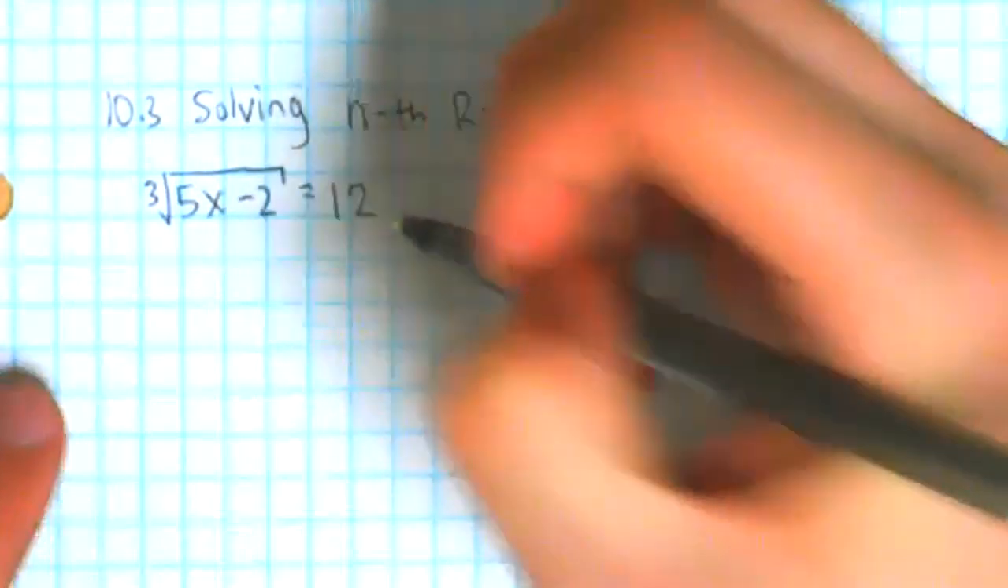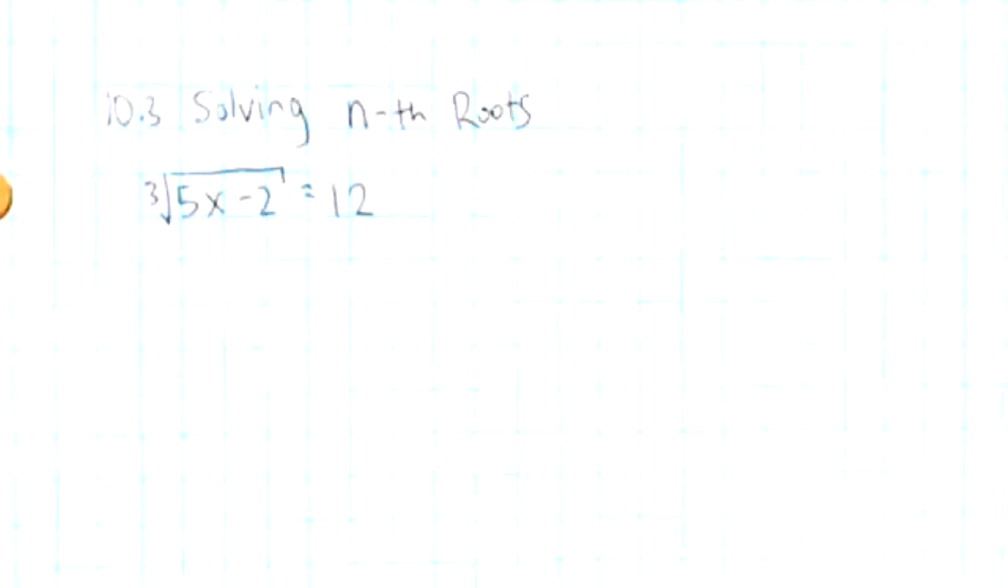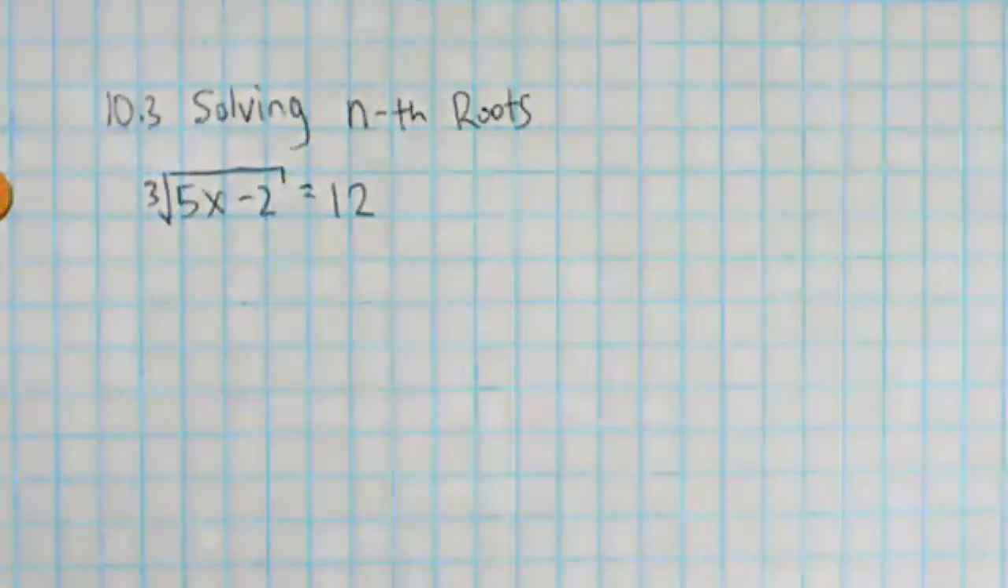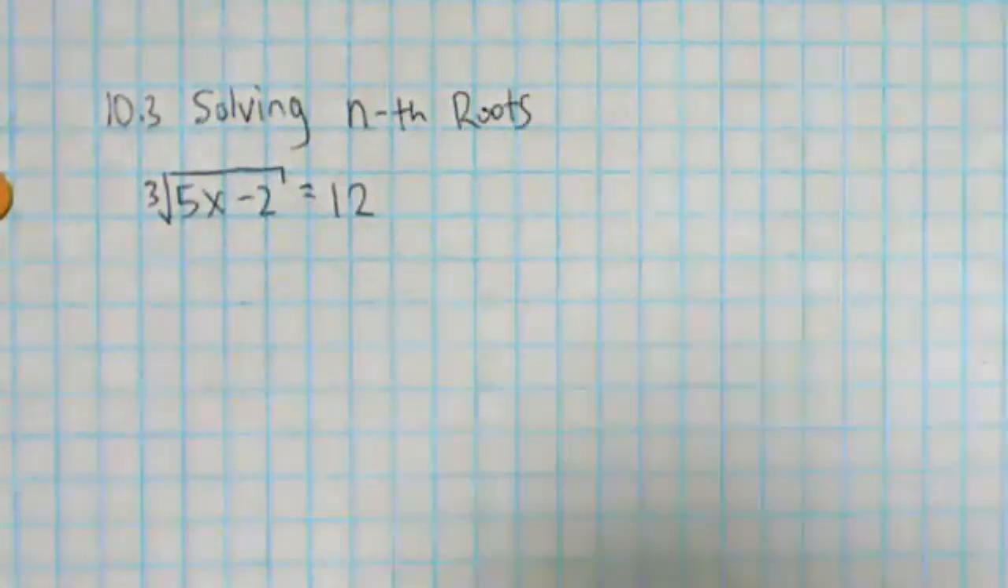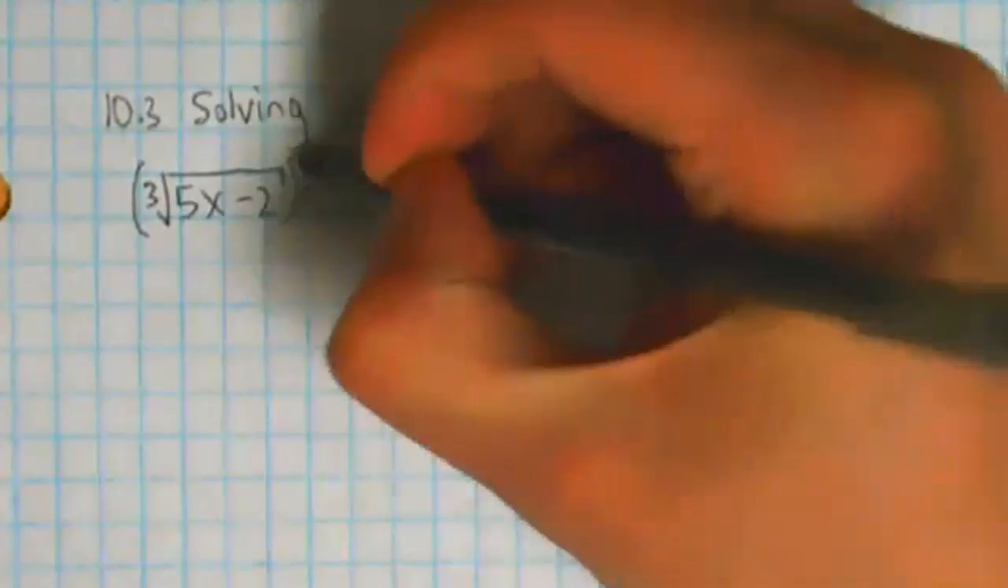We're going to begin with the cube root of 5x minus 2 is equal to 12. And this problem is quite similar to solving any of the square roots that we've worked with in the past, because what we need to do here is undo the third root, or the cube root, by taking it to the third power. So we're going to take both sides to the third power.